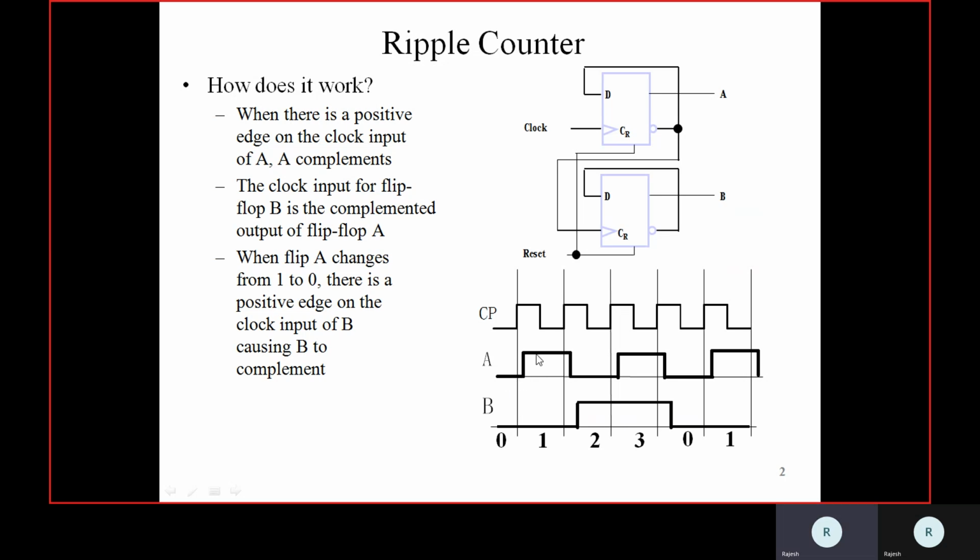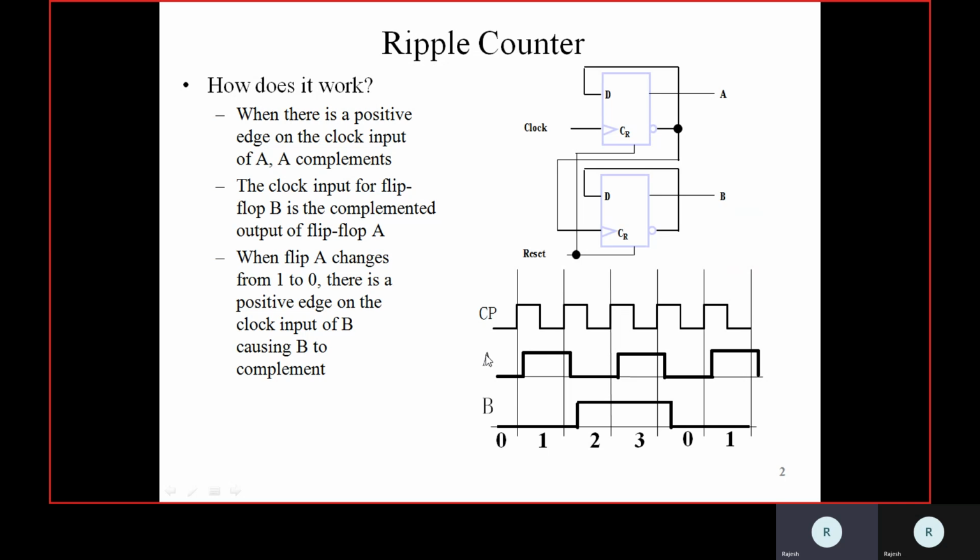Now if you see, here A has a 0 to 1 transition, then A bar has a 1 to 0 transition, so that is not counted. If you see the arrow mark pointed where A has a 1 to 0 transition, then A bar becomes a 0 to 1 transition. For that 0 to 1 transition, your B value will change from 0 to 1. And again, where A has a 1 to 0 transition, A bar has a 0 to 1 transition. At that time, again, B will change from its present value. The present value is 1, so the next value becomes 0.